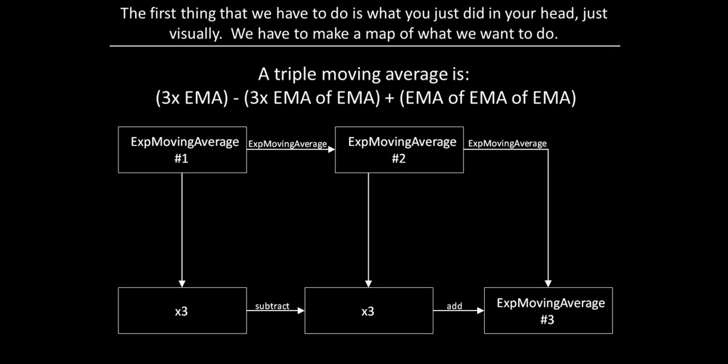So I want to take that moving average and take a moving average of it to make my second. Same thing for the third. Take a moving average of the second to make the third. Then I'm going to take those moving average values, multiply them by 3, subtract the first from the second, and then add that to the third.